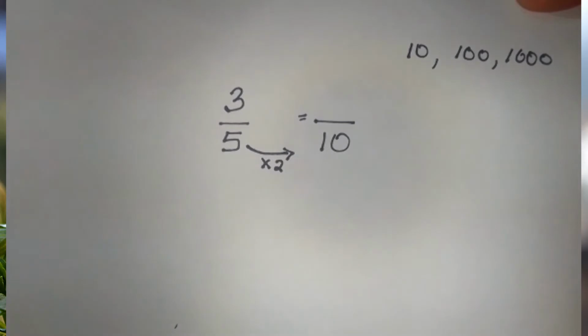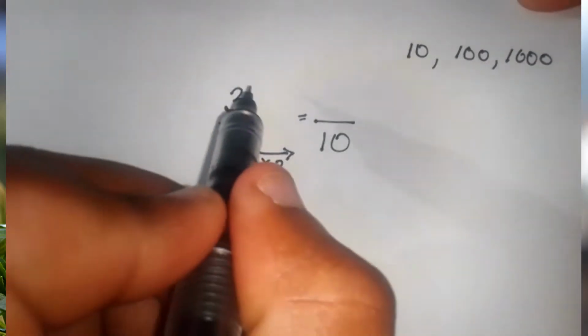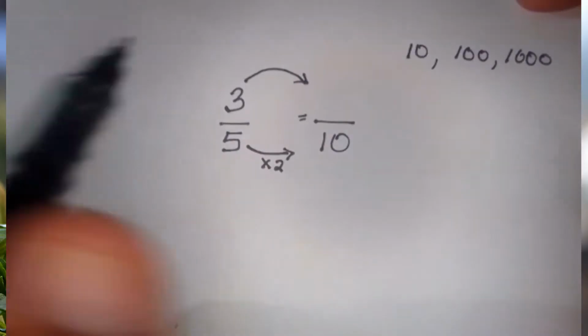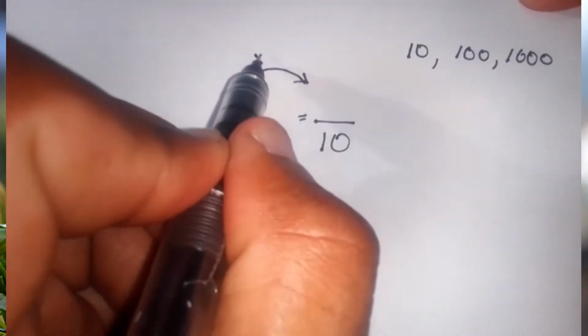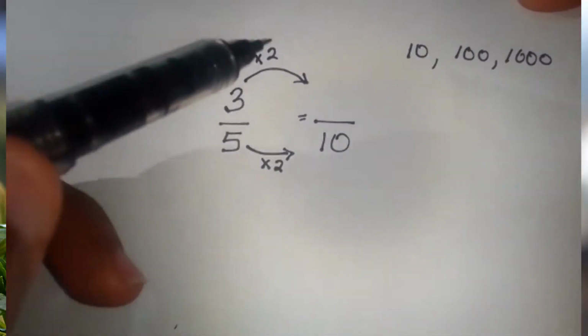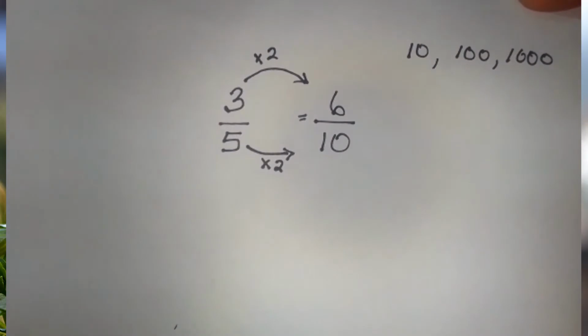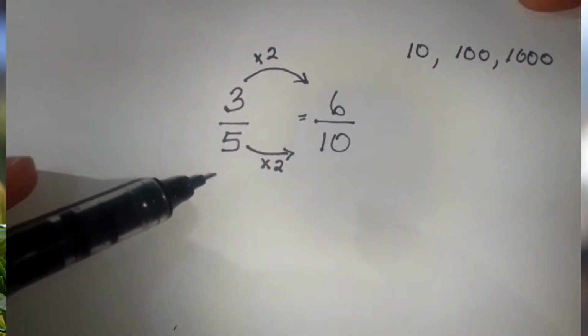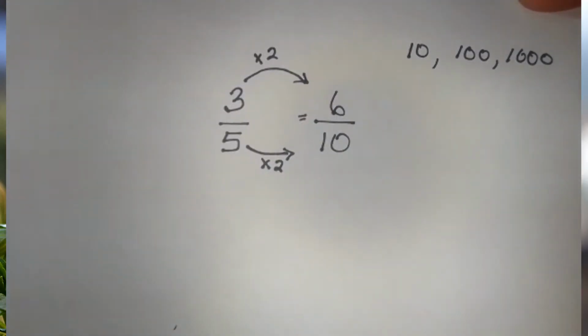Now remember, we need to keep it balanced, because it's an equivalent fraction. Equivalent, equal, right? So what I do to the denominator, I must do to the numerator. Just like how I multiplied the denominator by 2, I need to multiply the numerator by 2. So 3 times 2 gives us 6. So this is telling us that 3/5 is exactly equal to 6 over 10.